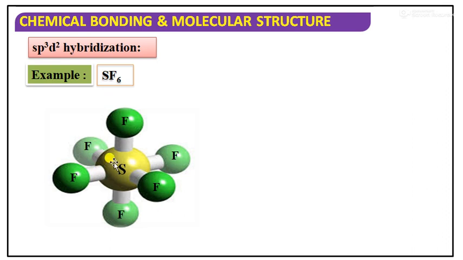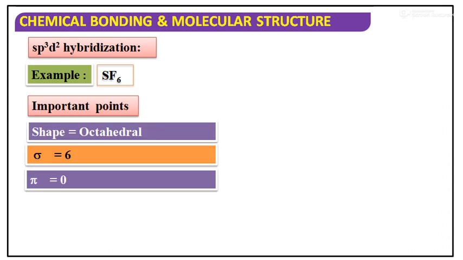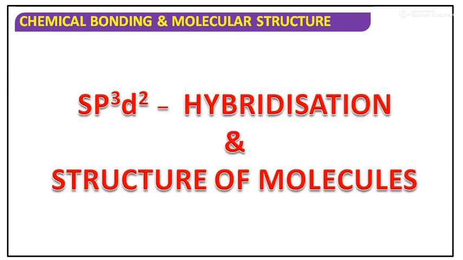If you see the sulfur hexafluoride molecule, 4 atoms are in one plane, 2 atoms are above the plane and below the plane. If you see the important points, the number of sigma bonds is 6. There is no possibility of pi bonds. Octahedral structure. This is nothing but sp3d2 hybridization only.